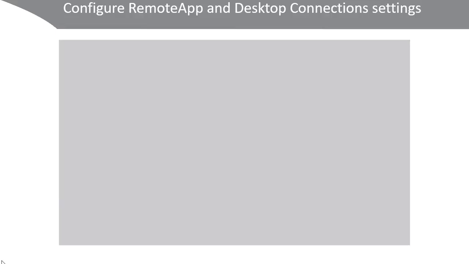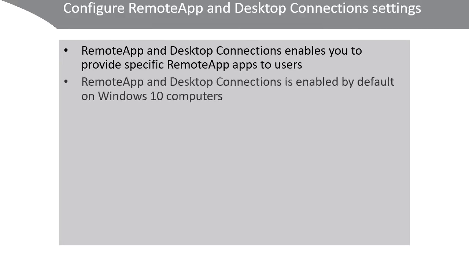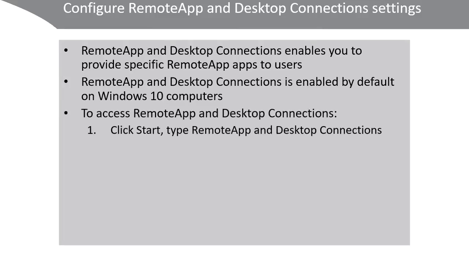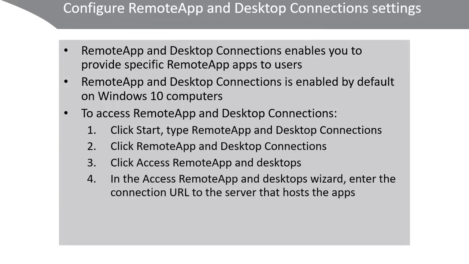Next, you can configure Remote App and Desktop Connection settings. This enables you to provide specific remote apps to users. Remote App and Desktop Connections is enabled by default on Windows 10 computers. But to access these settings, click Start and type Remote App and Desktop Connections. Click the Remote App and Desktop Connections icon. Click Access Remote App and Desktops. In the Access Remote App and Desktops wizard, enter the connection URL to the server that hosts the apps. Click through the wizard to complete the process.